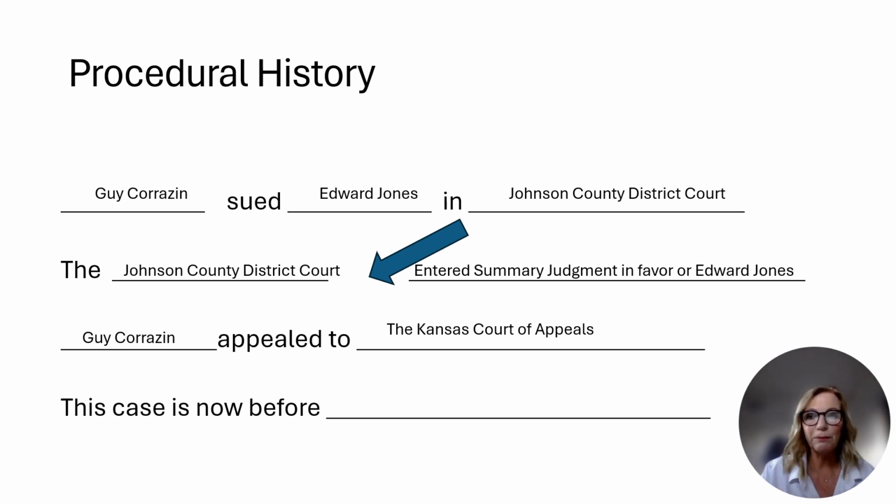Now, if our case was before the Supreme Court, then we would have to put what the Kansas Court of Appeals did at that level, and then say someone appealed to the Supreme Court. But we don't have to do that because what? The case is now before the Kansas Court of Appeals, and that's our procedural history, okay? Our facts are what I told you they were. They led us to why we were there.